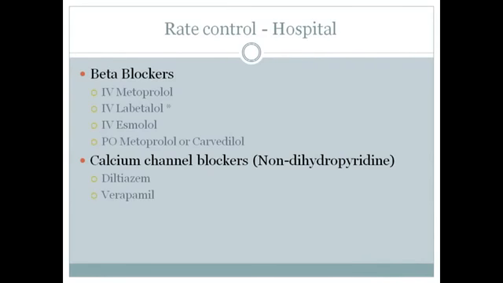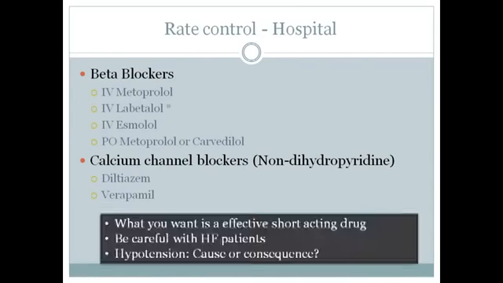But we're going to talk a little bit about medication: beta blockers and calcium channel blockers. What you want in the hospital is an effective, short-acting drug. You want something you can control: you use it, it acts, you can see how it's acting fast, and if you don't like how it acts, it wears off quickly. With these two, calcium channel blockers and beta blockers, be careful with heart failure patients, and with hypotension, cause or consequence.